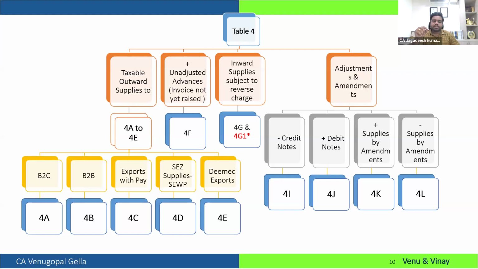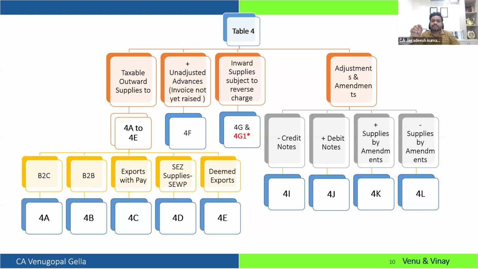Table 4G1 is applicable for the e-commerce operator who supplies goods or services on which tax is payable under section 9, subsection 5. Let's say this 4G1 is applicable for e-commerce operators like Swiggy, Zomato, Ola, Uber, because they will pay tax on behalf of the customer who is supplying goods through them. So 4G1 is not applicable for regular taxpayers. It is applicable for the e-commerce operator.